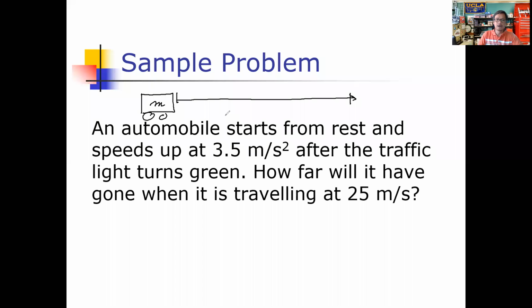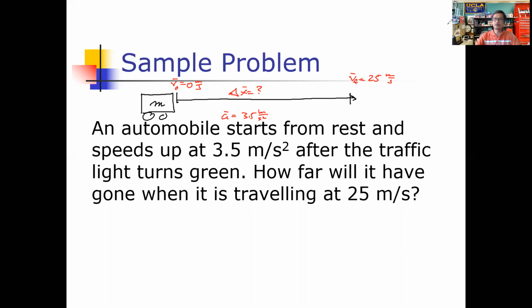Let's list again what we have in our picture. The acceleration is 3.5 meters per second squared. The initial velocity at the start point is 0 meters per second. At the end point, V final, the car is moving at 25 meters per second. What we were asked to find is how far the car moves with this acceleration to reach that final velocity.